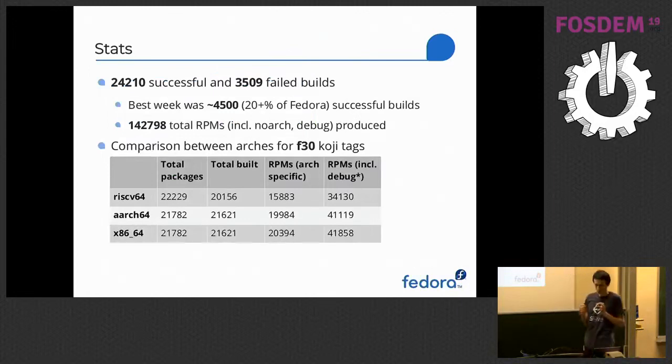Statistics. I don't exactly like the numbers because numbers are constantly changing. But according to the Koji, we had 24,000 successful builds and about 3,500 failed ones. The best week in terms of builds, I did 4,500 successful builds per week. But again, I could do more. What we don't do, and there will be more slides about that, is run tests. And I do other stuff.